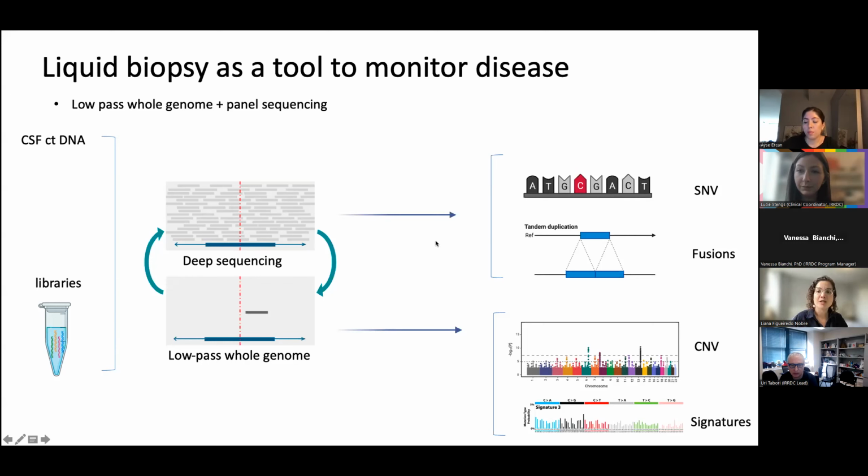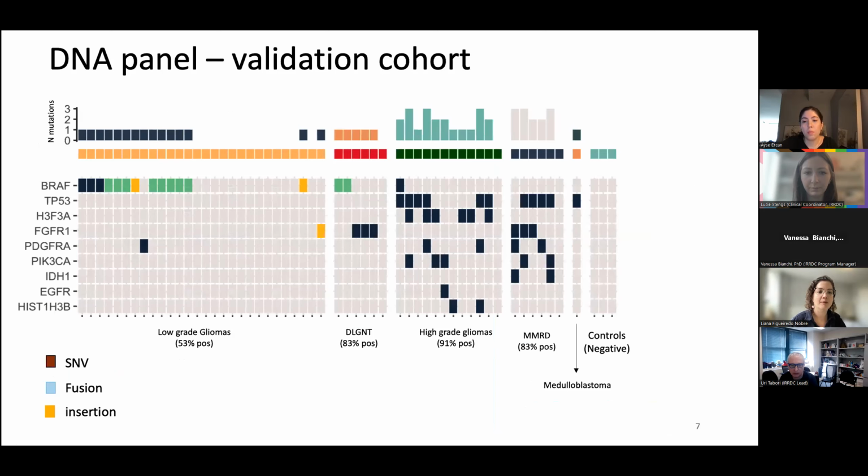Another strategy that we use with the same libraries that we have made is we tile and we look at the whole genome at a very shallow depth, so between 1 and 3 times. And that does not allow us to look for these point mutations and specific mutations, but it does allow us to find large deletions or gains in the genome. So these are two strategies that we can use to detect alterations that are pertinent to the tumor.